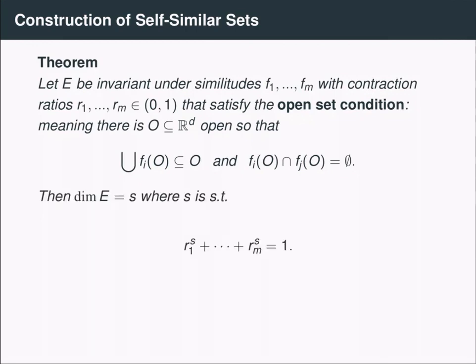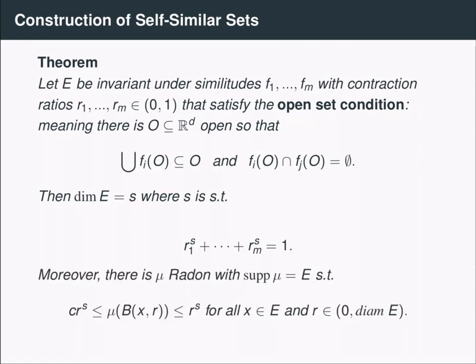Then we get that the dimension of the invariant set E, s, satisfies the following equation. The sum of the s-th powers of the contraction ratios is equal to 1. Notice that if all the contractions are equal, then this equation is a lot easier to solve. Thus, going in the reverse direction, if we want to make a set that has dimension equal to a given s, we just need to specify some contracting similitudes whose ratios satisfy this equation.